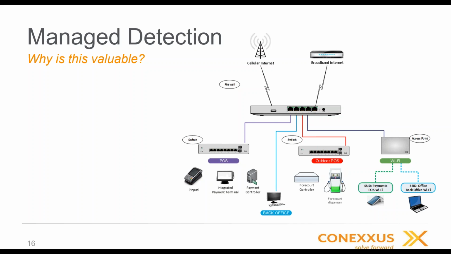You've got your outdoor point of sale, so any of your dispensers or other kinds of controllers. And then you've got access points, so you traditionally have wireless in your environment. You may have a point of sale wireless network, and then a back office wireless network. All this together, you've got a lot of data and a lot of systems in your environment. So how do you figure out ways to protect that? We'll talk about that as we go through this.